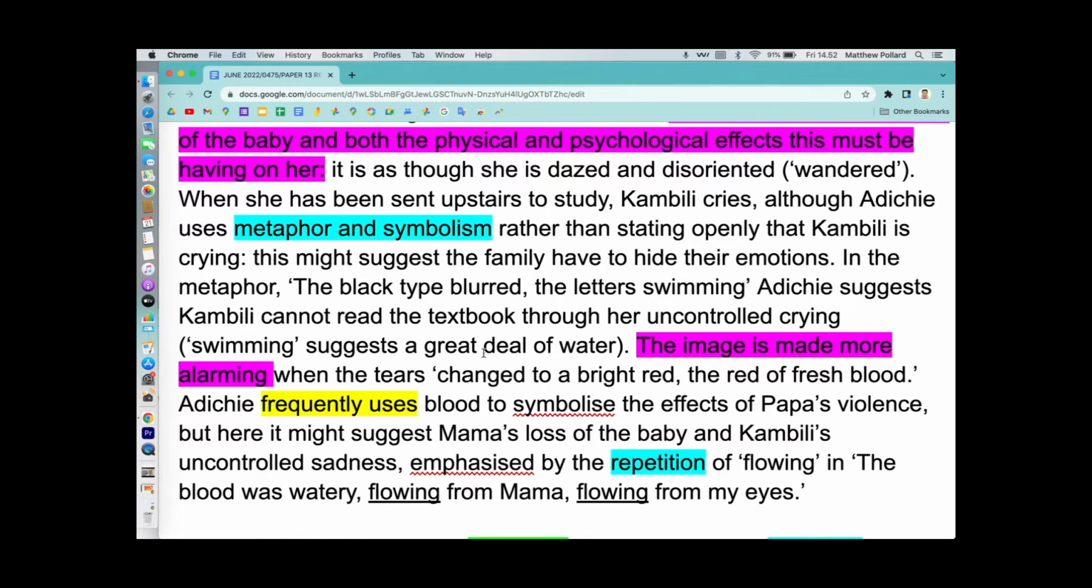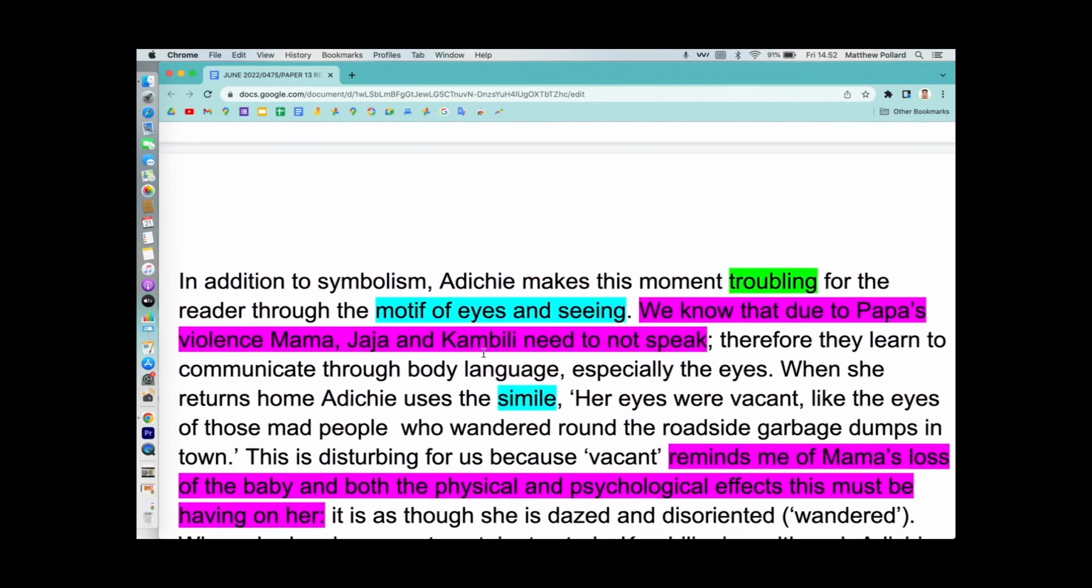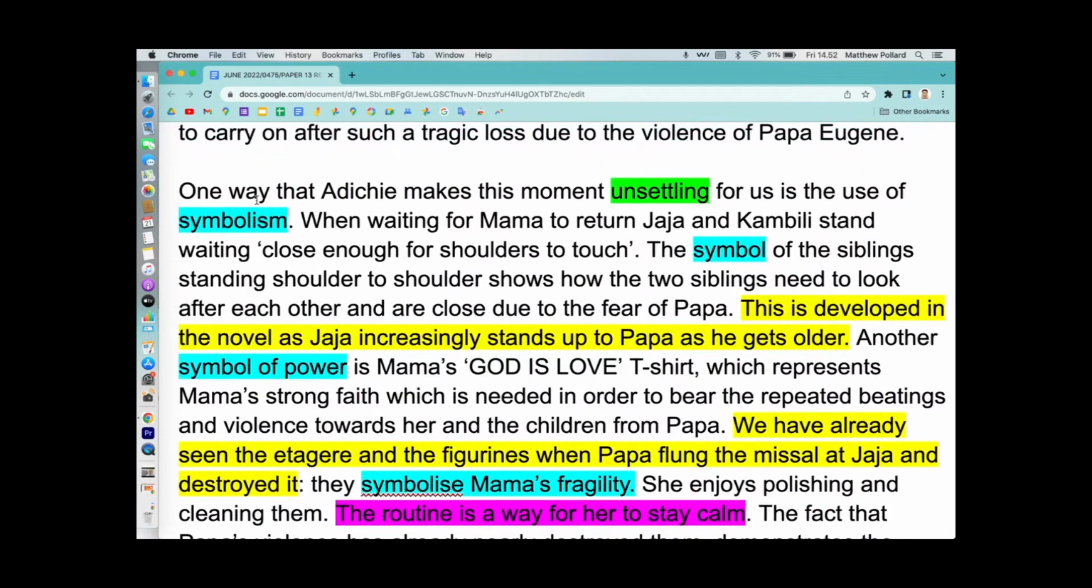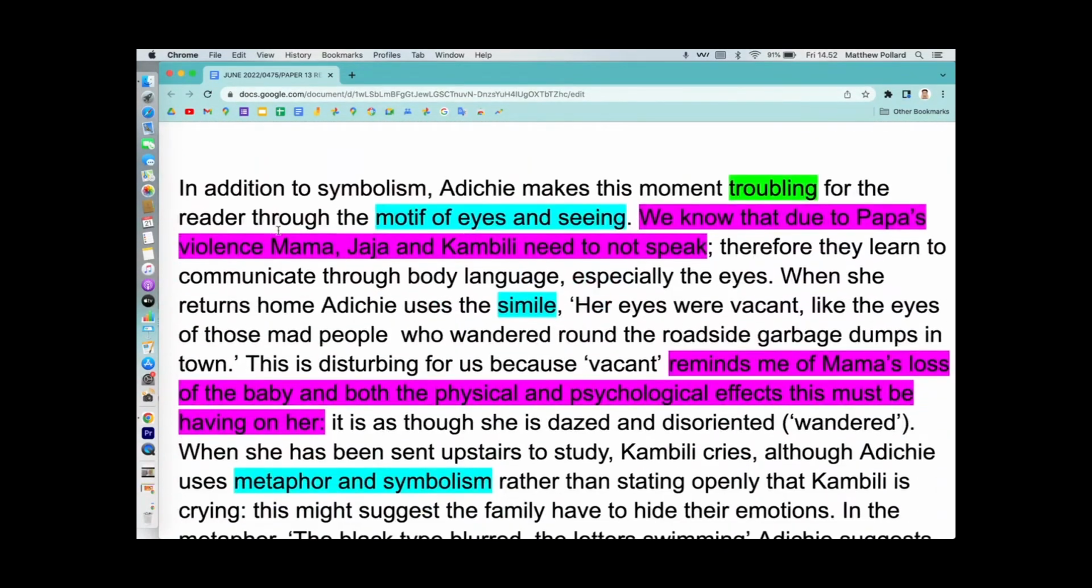Okay, what to say about this paragraph? Well, have a look at the first sentence there. To add cohesion to your essays, when transitioning from one paragraph to another, for your topic sentence, you might consider, or maybe you should consider, phrases such as in addition to what I said in my previous paragraph, and then give the topic of this paragraph. So, for example, here, in addition to symbolism, well, we know in the previous paragraph that's what we were looking at, symbolism. Adichie makes this moment troubling for the reader.